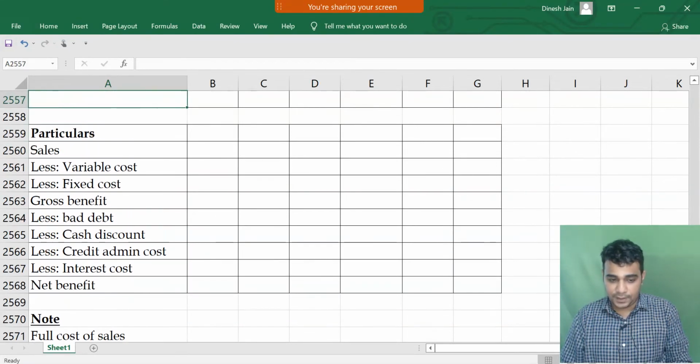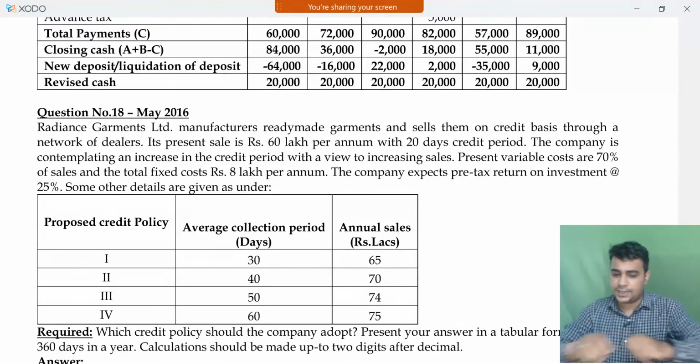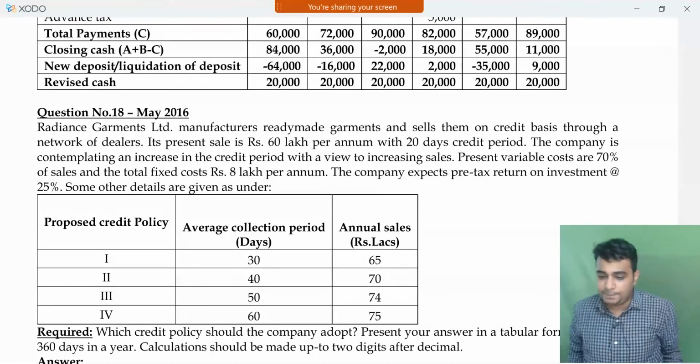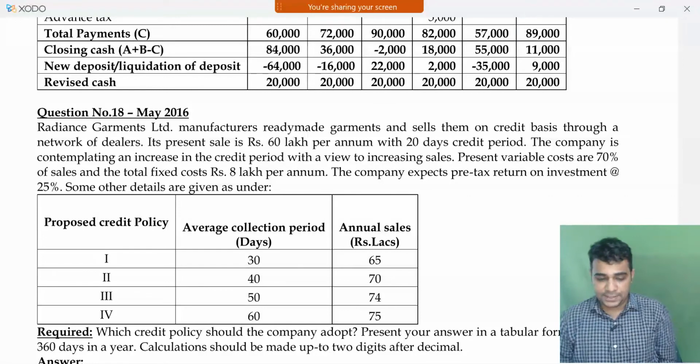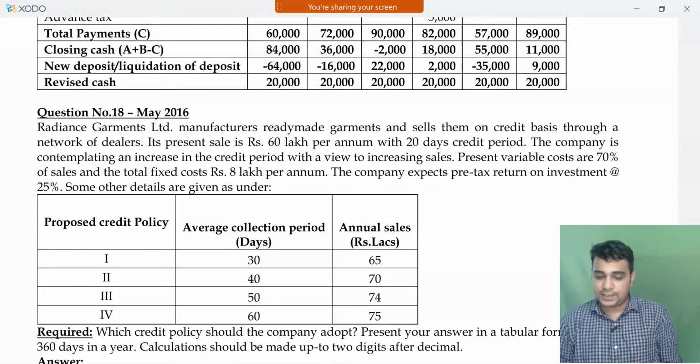You'll understand this format when we do a problem. Radiance Garment Limited manufactures ready-made garments, sells them on credit basis through a network of dealers. Present sales 60 lakh, 20 days credit period. The company is contemplating an increase in the credit period with a view to increasing sales.